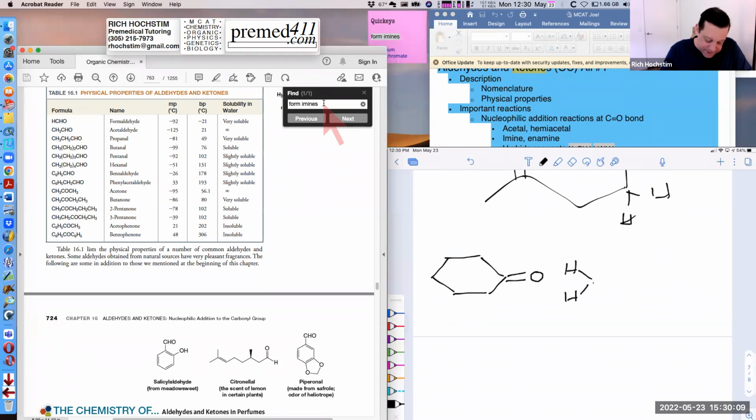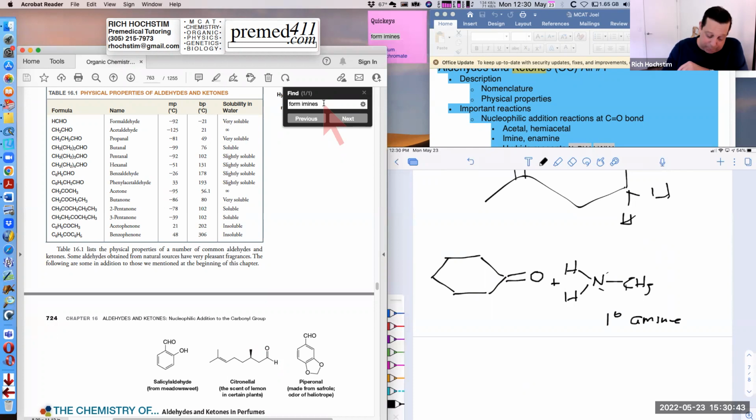Now I'm using cyclic here because it's fancy and I like it. But what we have over here is, oh, I don't want to do that. What I want to do is this, because that would be uglier. Yeah, we'll just do it like this. That's perfect. Okay, so here we have an aldehyde or a ketone. And then on the right, what we have is a primary amine.